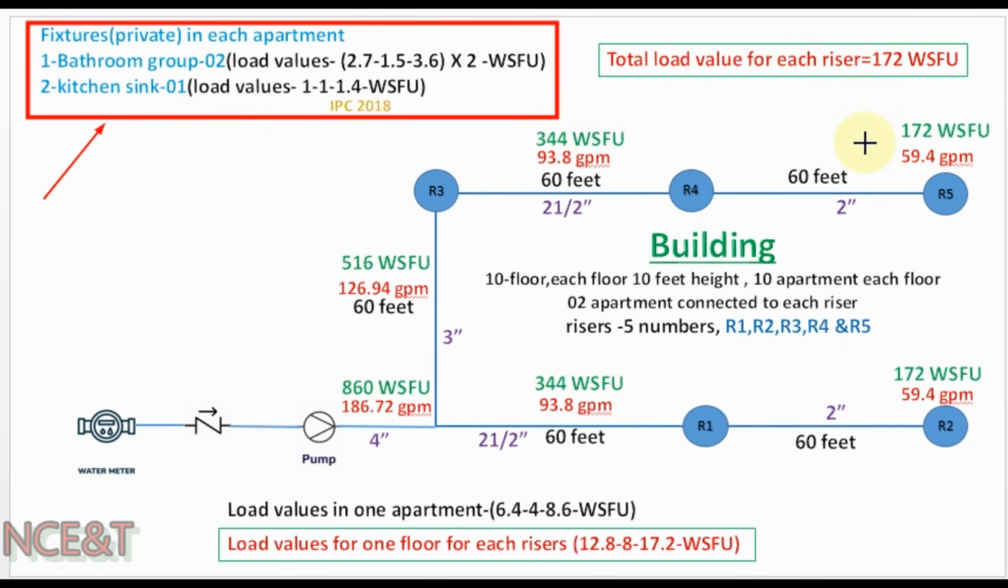When we have a bathroom for our personal use, having a shower, 1 WC, and 1 wash basin, then we call it a bathroom group, because it will be used by a person and one fixture will be used only one time.